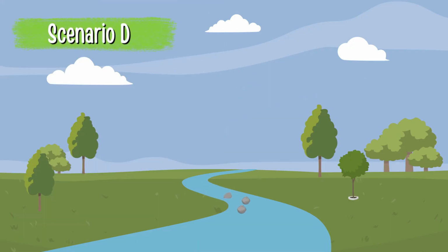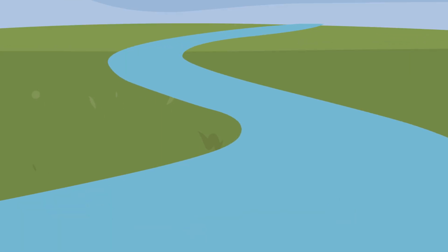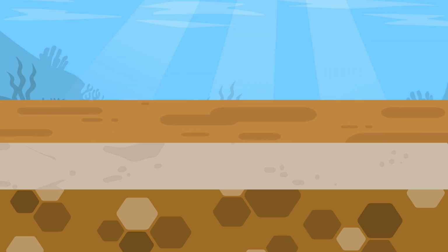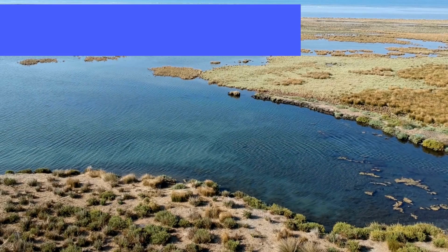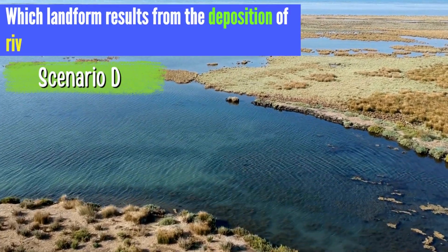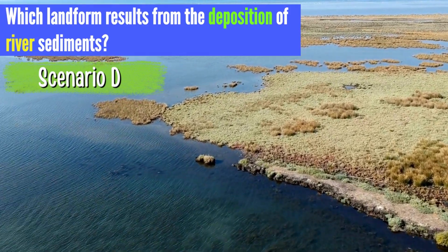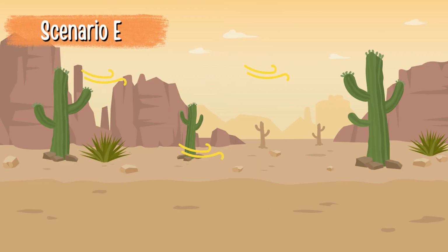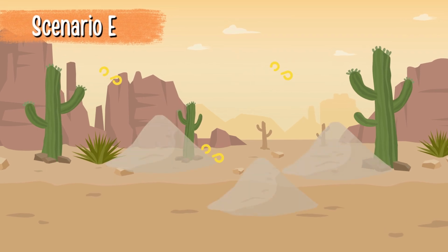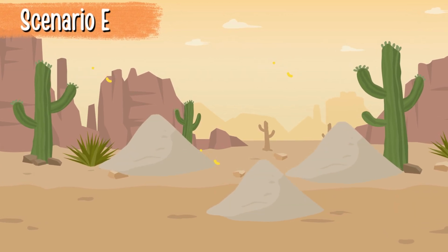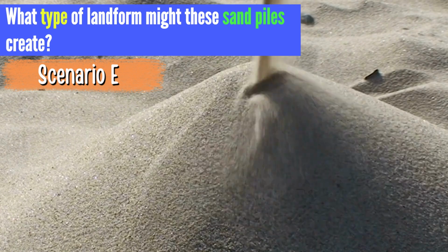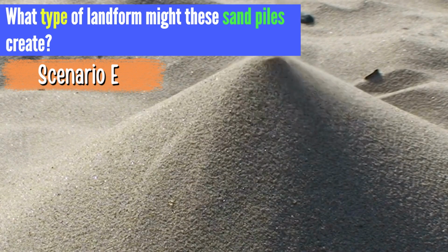Scenario D. A flat, low-lying region at the mouth of a large river where sediments are dropped as the river slows down. Over time, new layers of silt, sand, and clay build up, extending the land into the body of water. Guiding question. Which landform results from the deposition of river sediments? Think about how the flow of water slows and where these materials settle. Scenario E. In a desert, strong winds blow across vast expanses of sand, moving grains from one place to another and piling them up into small hills. Guiding question. What type of landform might these sand piles create? Reflect on how wind shapes the landscape in arid environments.